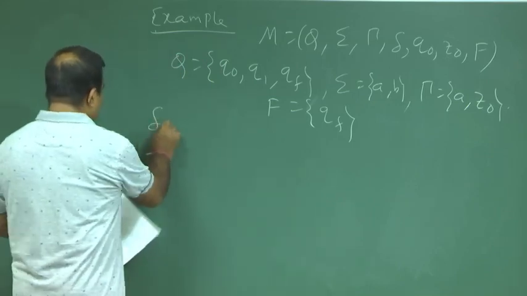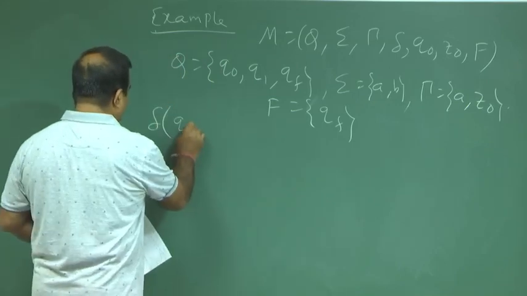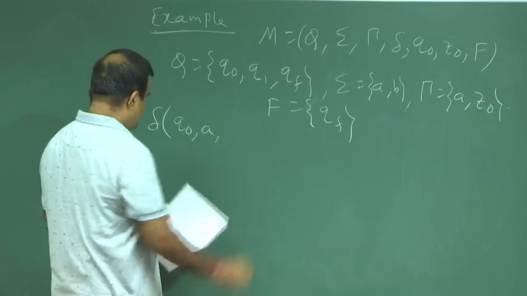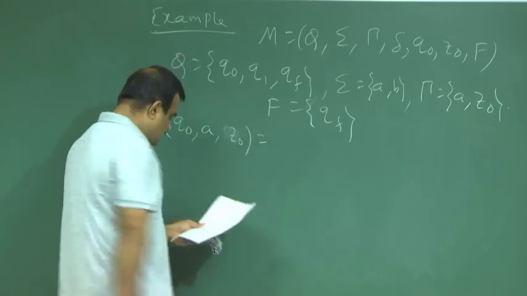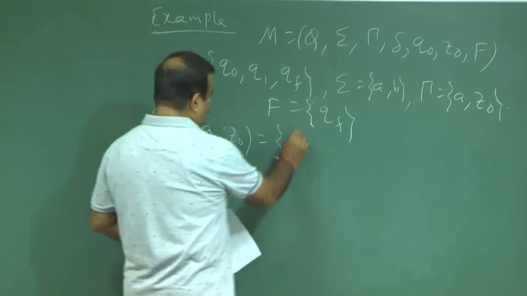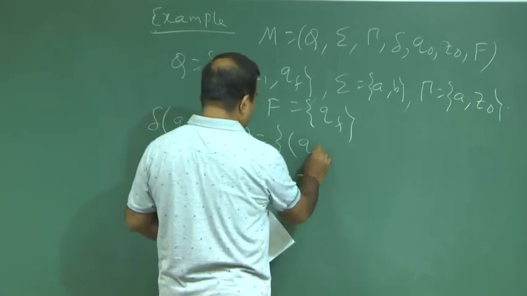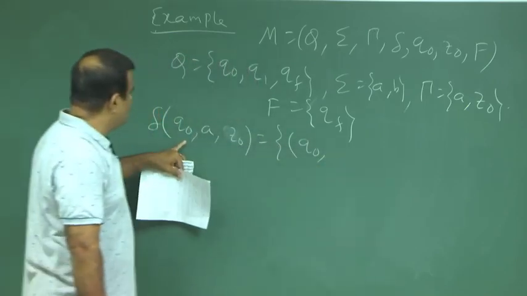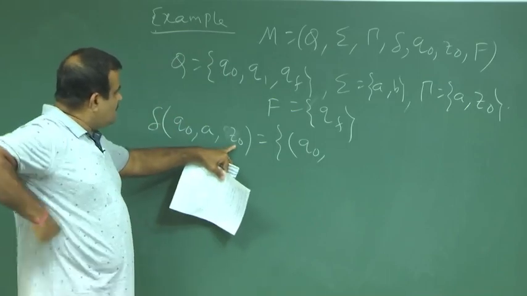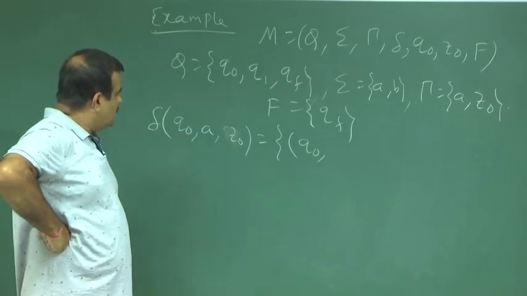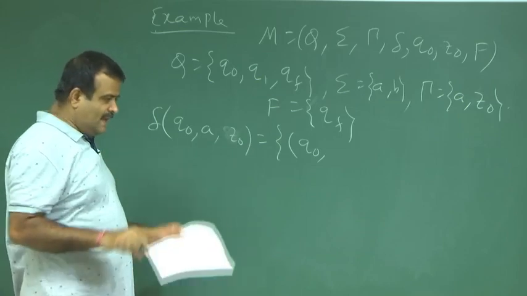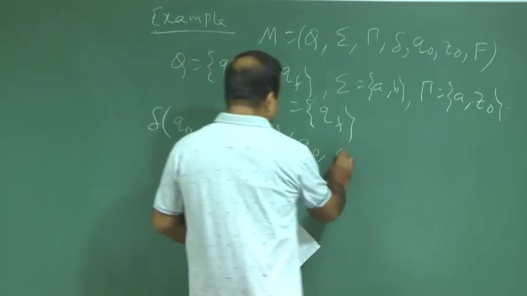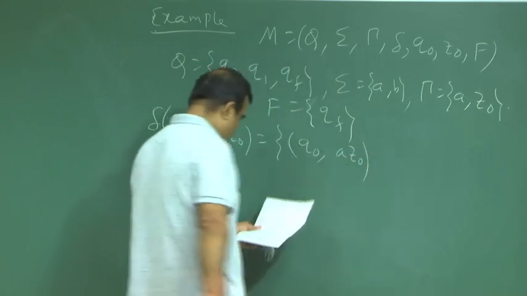So, delta we write like this: delta of q0, a, Z0. So, if we see Z0 in the stack, this has only one option, q0. So, it will remain at q0 and the stack symbol, which is Z0, will be replaced by A Z0. So, we are pushing A, kind of thing.